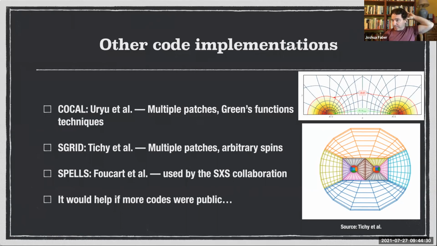On the right, in both figures, you see plots from the S-grid code. This is, again, Wolfgang Tichy et al. As you can see, it uses multiple patches. This is the code that can handle arbitrary spinning neutron stars so far. I would say, if you look at the upper right, what you see is a surface matched to the neutron star matter, as well as a single, it's multi-patch, but a single domain in practice.